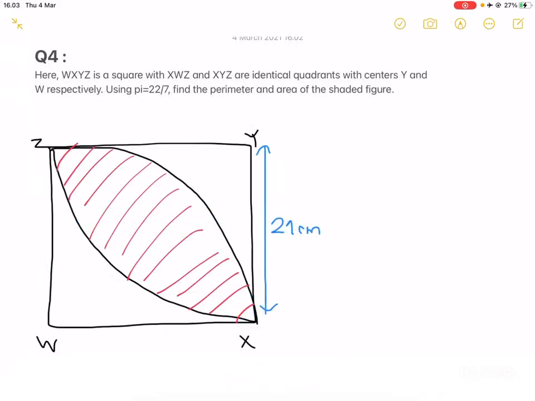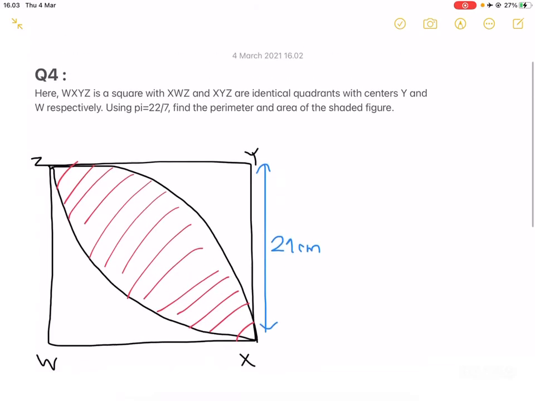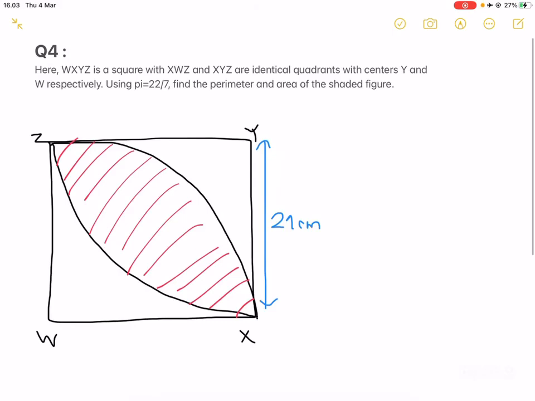Here WXYZ is a square with XWZ and XYZ as identical quadrants with centers Y and W respectively, as you can see right here. And that shaded figure is just the intersection of those two quadrants. Using pi equals 22 over 7, we need to find the perimeter and area of the shaded figure. So I'll probably start with perimeter, which is the easier one.